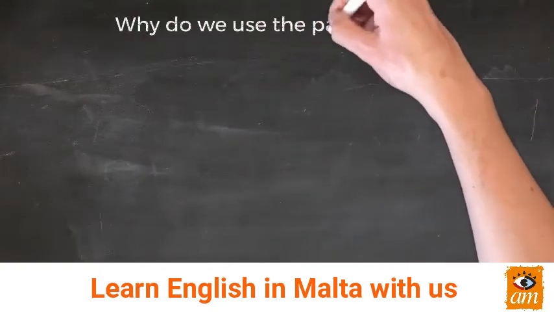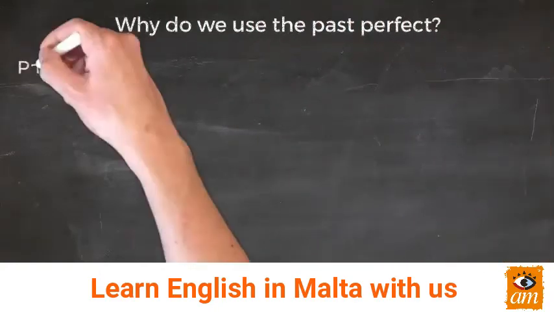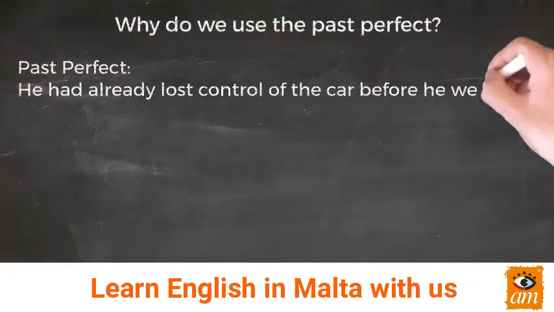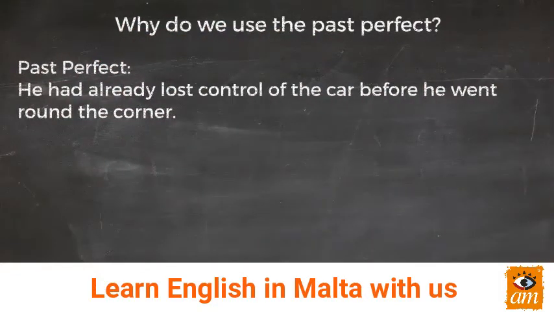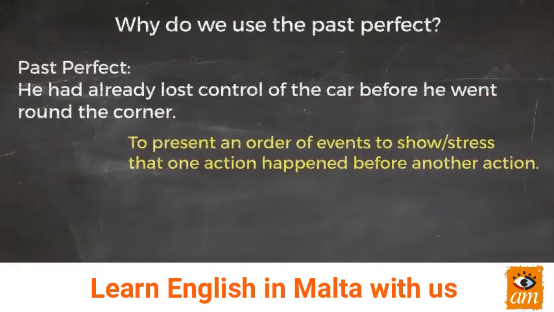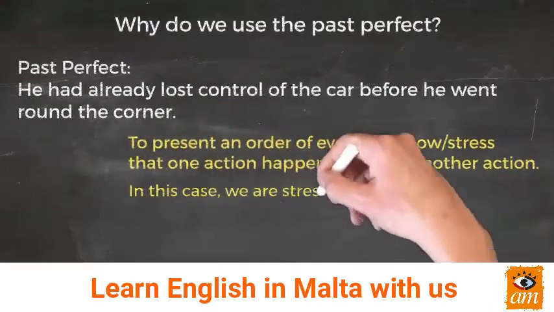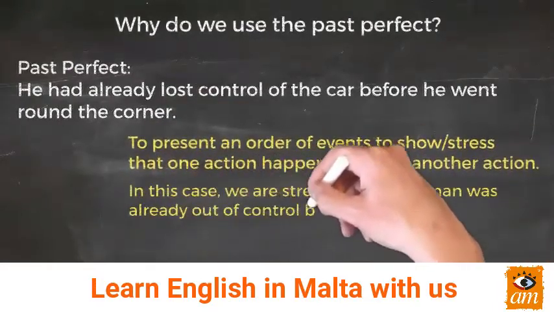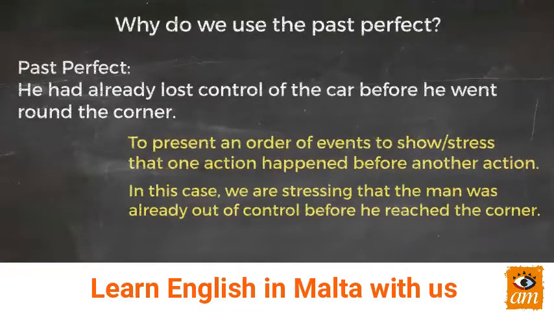So why do we use the past perfect? Here we have our sentence again. So the first thing is we use the past perfect to present an order of events to show or stress that one action happened before another action. So in this case, we are stressing that the man was already out of control before he reached the corner. So the reason why we are showing or stressing that one action happened before another is to highlight the meaning of what we want to tell someone.